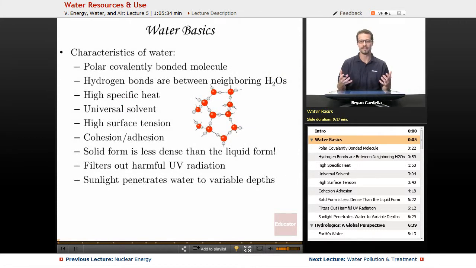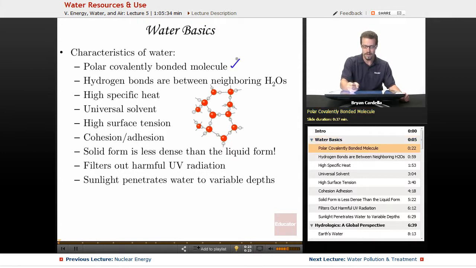Alright, some water basics. This is about the molecule and how water nourishes life and is actually perfect for us and our planet. It's somewhat of a review from biology, so if you recently took biology, a lot of this you already know. So, some characteristics of water.